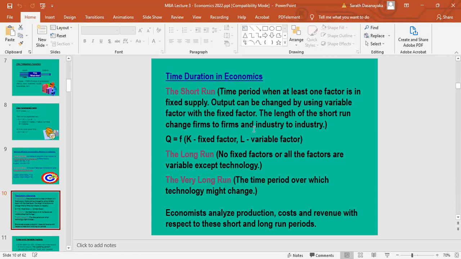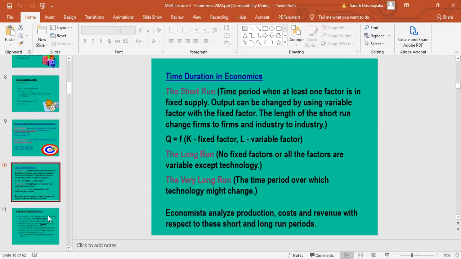Then the other one, the long run. In the long run, you can see no fixed factors. All the factors are variable except the technology. In the long run also, you can't change the technology, but other things you can change. And the very long run is the time period over which the technology might change. Economists analyze production, cost and revenue with respect to the short and long run periods. But the very long run is also available in advanced microeconomics books. You will see it's a heavily mathematical exercise, nothing else.